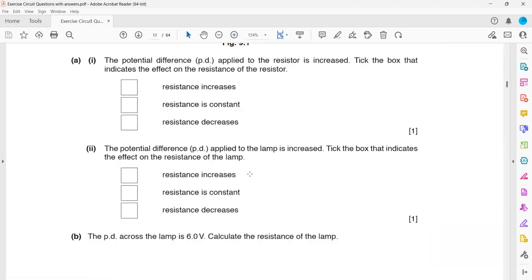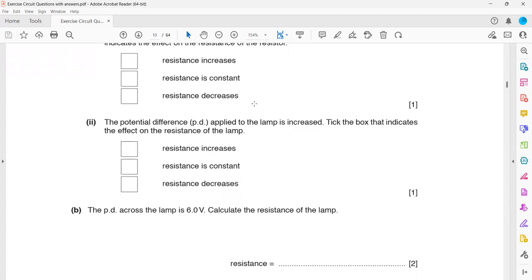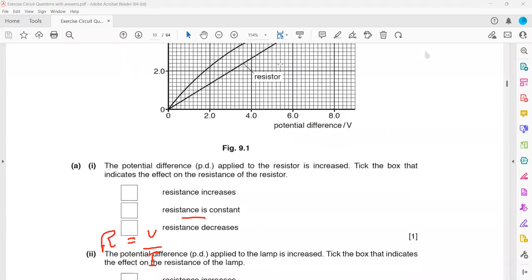The next part: the potential across the lamp is 6. We have to calculate its resistance. How to work out the resistance? Resistance is actually a ratio between the voltage and current. So voltage divided by current, we get the resistance. We have the voltage, but we don't have the current. So for current, we have to use this graph.